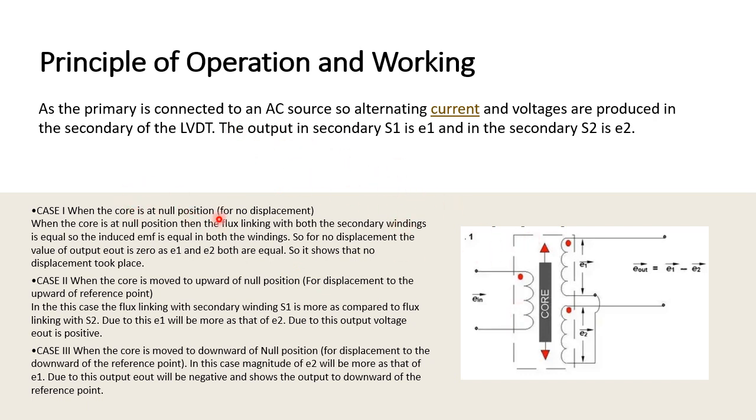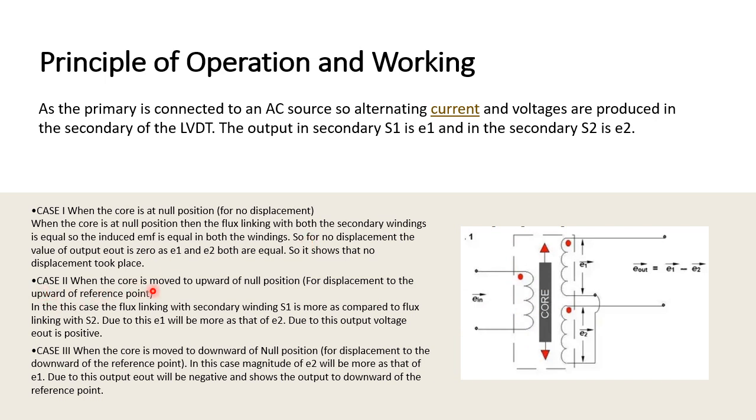When the core is at null position, it means there is no displacement in the core. The flux linking with both secondary windings is equal, so the induced EMF is equal in both windings. So for no displacement, E out is 0, that is E1 minus E2. So no displacement takes place.